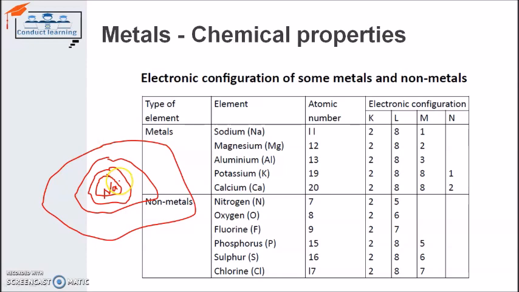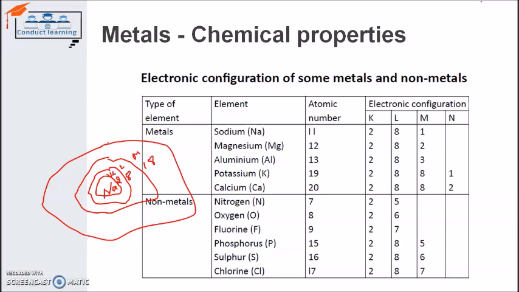In the first shell, only 2 electrons can be there. For any metal or non-metal, it can have a total of 2 electrons in the first shell. The next shell, L, can have up to 8 electrons. In the same way, the M shell can have 18 electrons. And how do we find out which shell can have what number of electrons? We have to follow a formula.